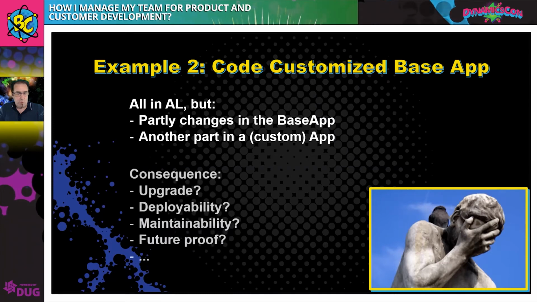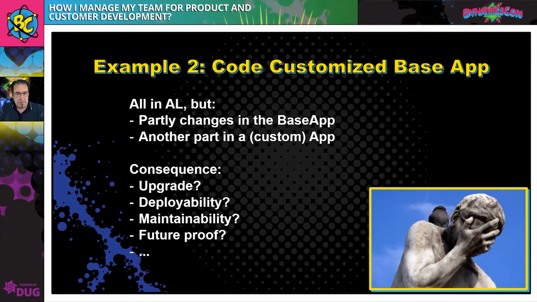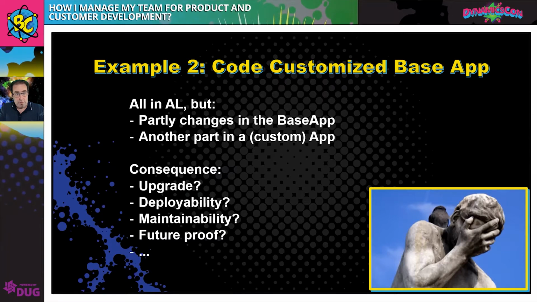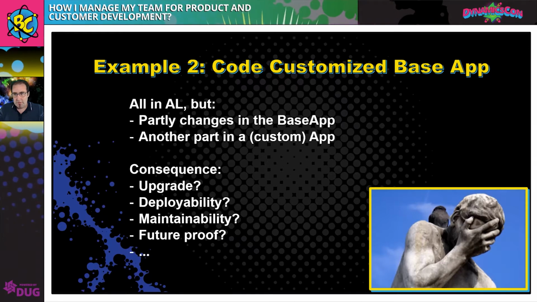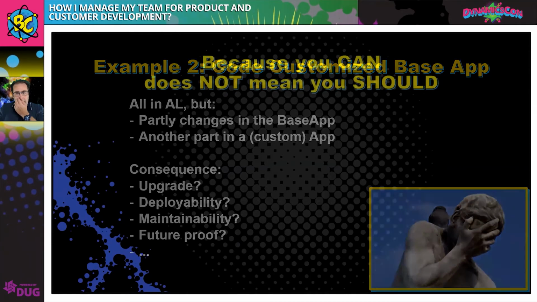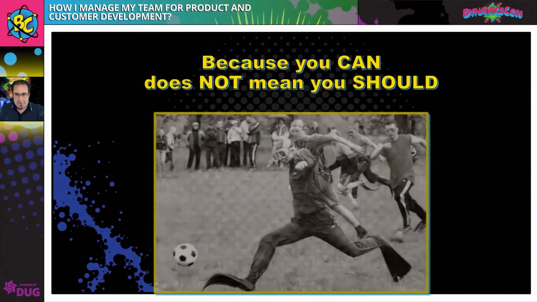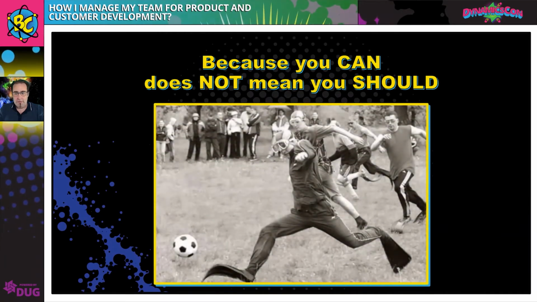I mean, the same question you can ask yourself here: is it still maintainable? Can I still support this? Is this future proof? And definitely, is this upgradable? In terms of upgradability, I think it's many steps back. Now, obviously, there are always exceptions, but in my opinion, this is something that should have been avoided. I will say, because you can does not mean you should.